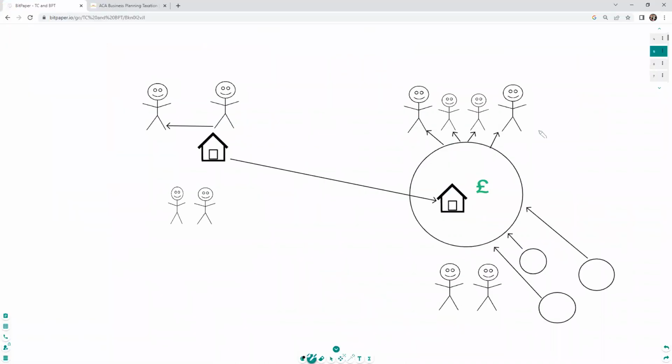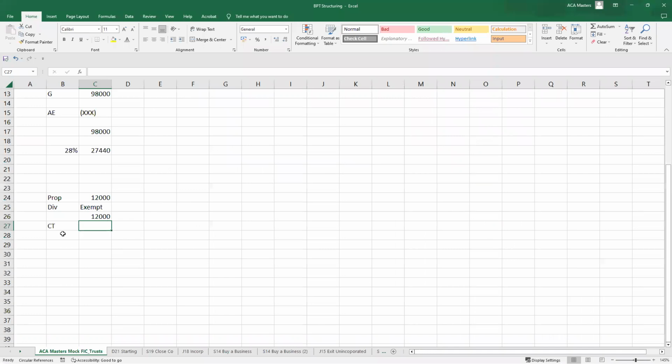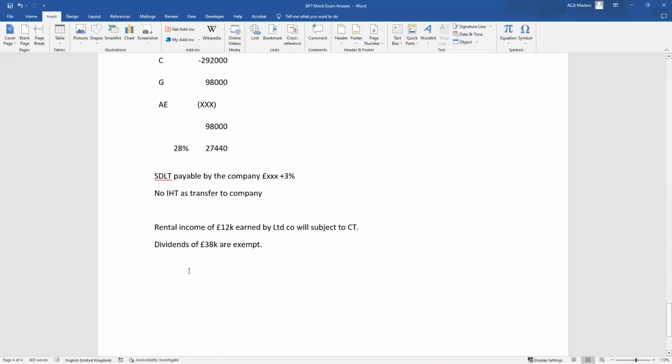Is this a closed company? Well, is it controlled by 5 or fewer participators? Clearly, yes. Controlled by 4, and they're all associates anyway, so it's effectively controlled by 1. So it's going to be paying corporation tax at the main rates on those profits. Maybe a bit of a tricky point to pick up there. So that would be the corporation tax that would be payable. So 3K there on the corporation tax.